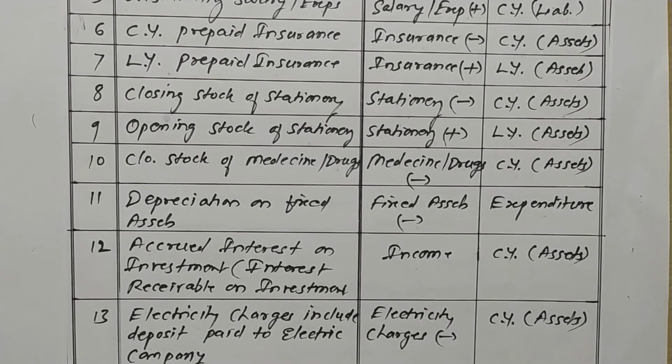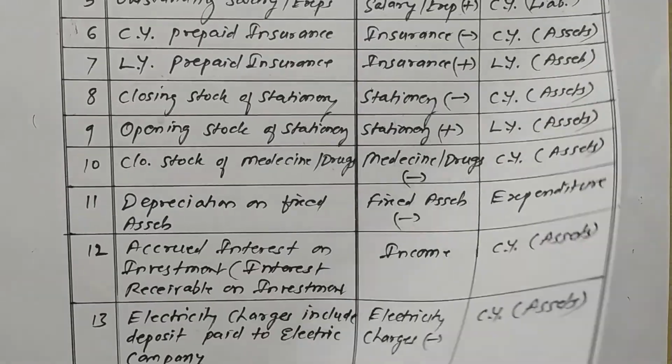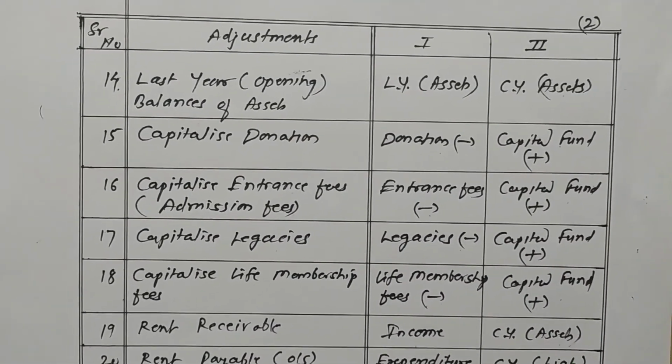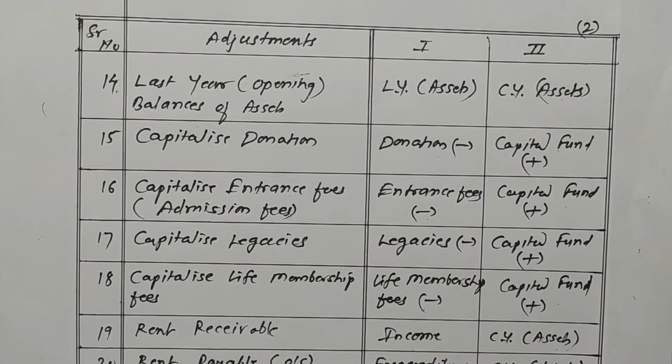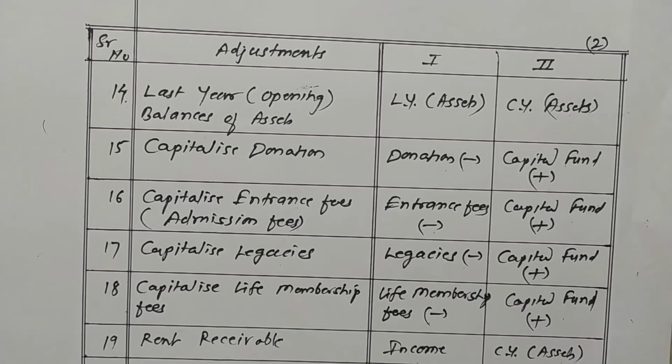13th adjustment. Electric charges include deposit paid to electric company. It is to be deducted from electric charges and second effect will appear on current year asset side. Now next adjustment. Last year opening balances of assets are given. It will appear on last year asset side and also second effect on current year asset side.